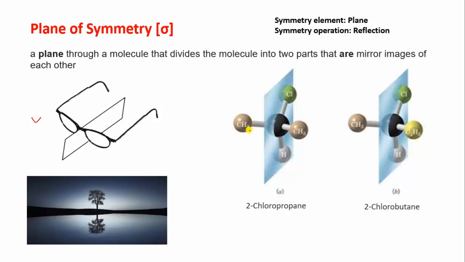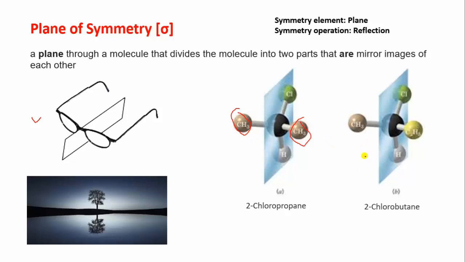One part is a mirror of the other part. So it is symmetric in nature. Here is a CH3 group, and also here is a CH3 group. Okay, so it is symmetric.